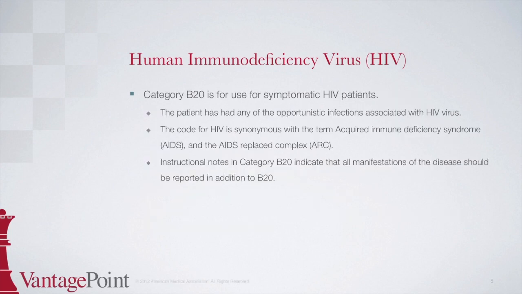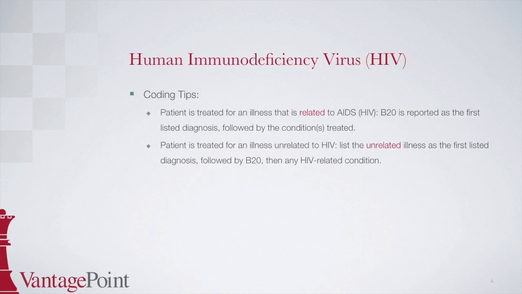The codes for HIV status include the term acquired immune deficiency syndrome, which is AIDS, and the AIDS replaced complex, which is ARC. When using the B20 code for symptomatic HIV status, make sure you also code all manifestations of the disease. When a patient is treated for an illness that is related to HIV, such as pneumonia, B20 is reported as the first listed diagnosis, followed by the conditions treated, which in my example would be pneumonia.